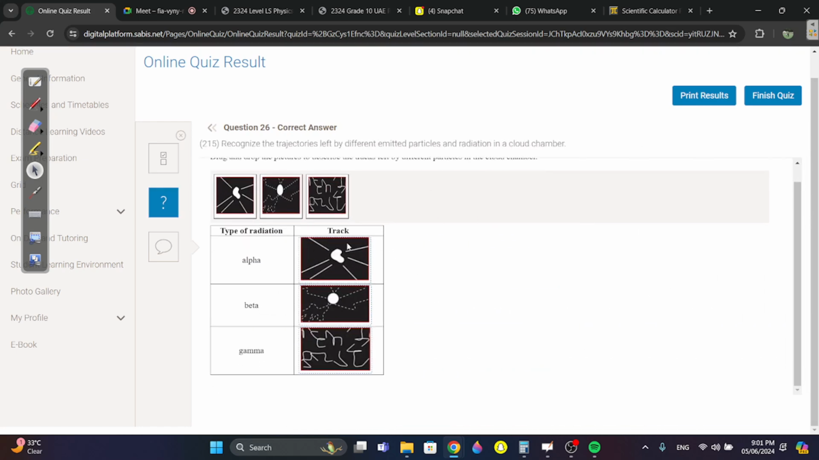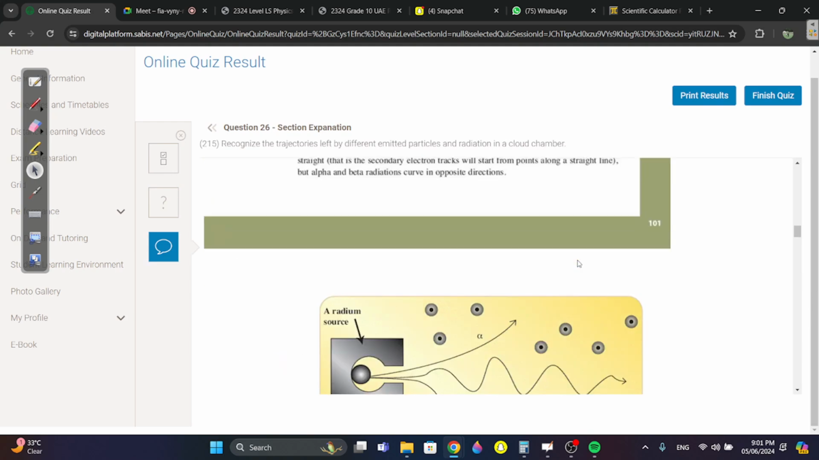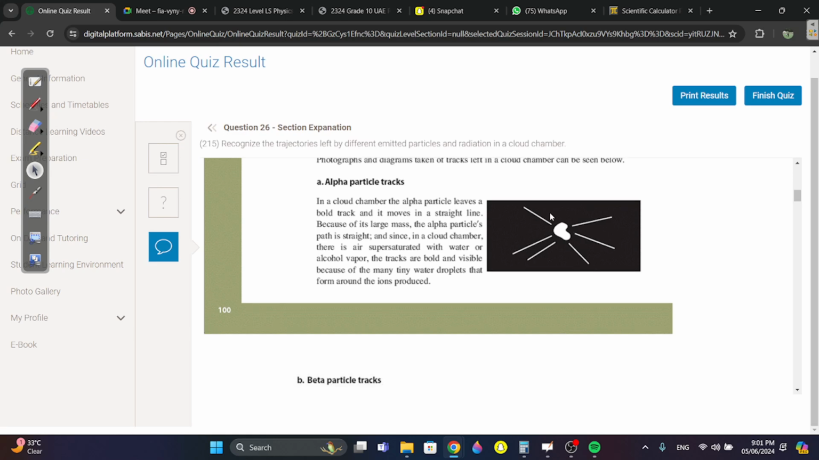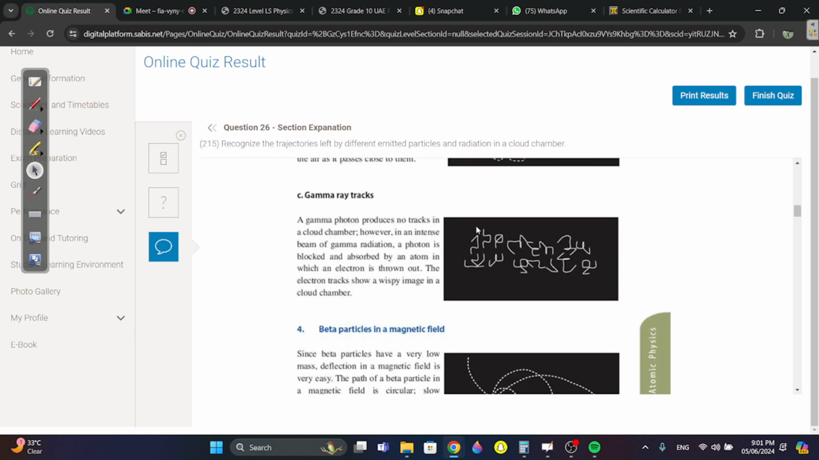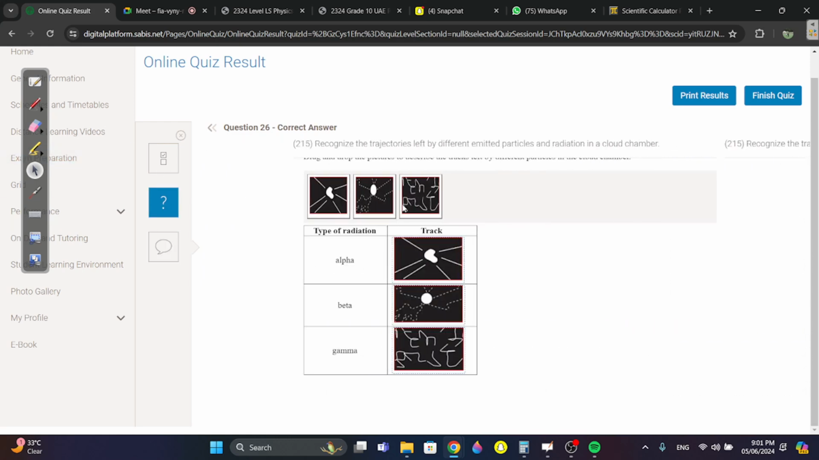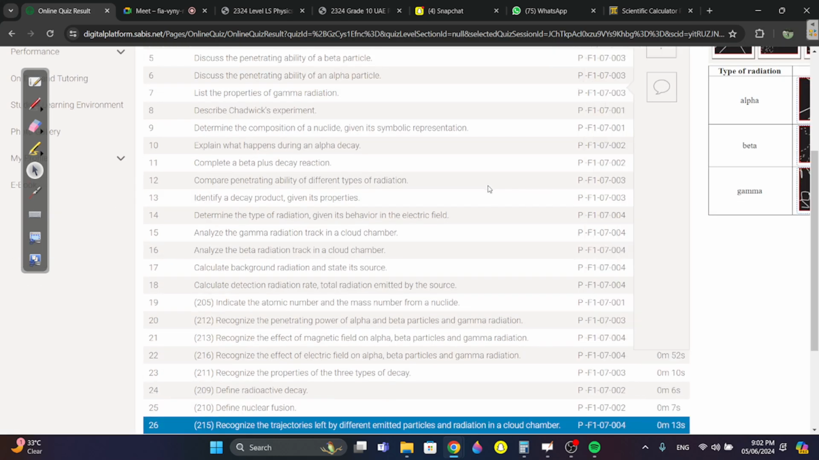Simple. These are the tracks, you memorize them. They're in the book. Over here, alpha has straight lines. Beta is similar. They're kind of straight lines, but they're dotted. Gamma is all random lines. So the random lines are gamma, the straight lines are alpha, and the straight lines that are dotted are always beta. That's it for 7.1 to 7.4.